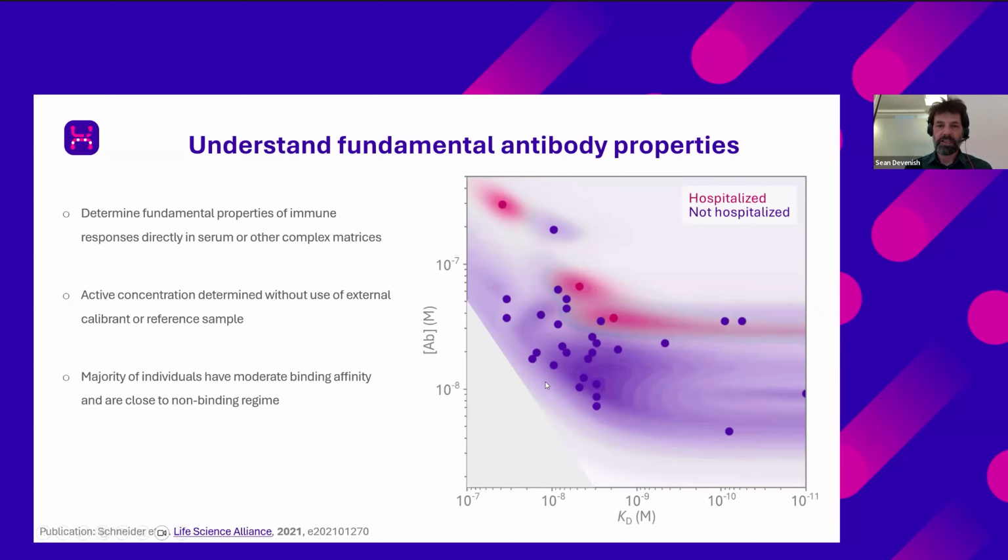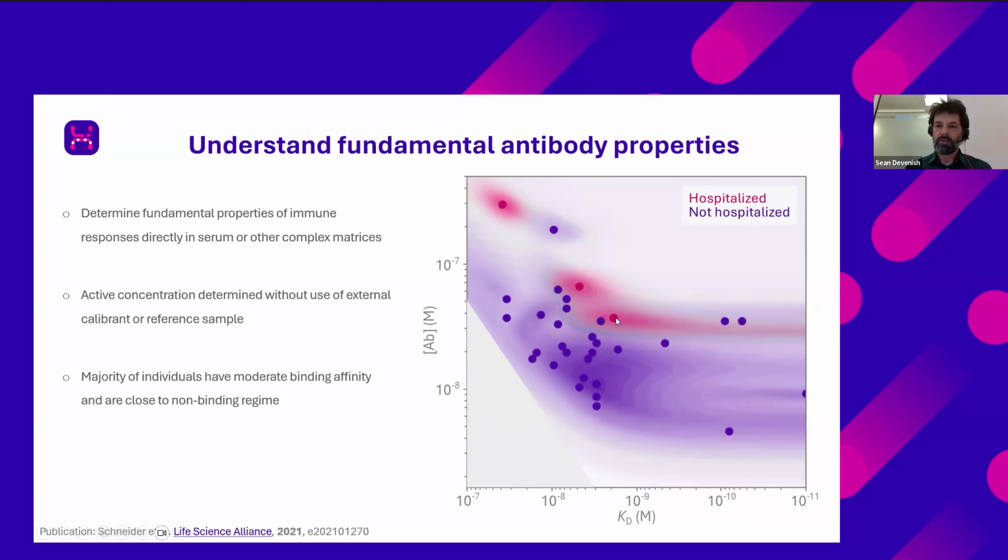What we can see when we look at the data is, first, there's quite a broad range of affinities. The concentration range is somewhat narrower, but we have about a 4 log range of affinities. The majority of people sit relatively close to this non-binding regime, so they're not mounting particularly strong antibody responses. However, there are a few lucky individuals who've got very tight binding antibodies. Worth pointing out as well, all of these measurements are made without any external calibrant or reference samples. That's one less thing you have to worry about, the quality of a calibrant.